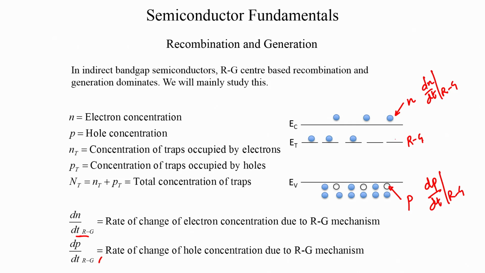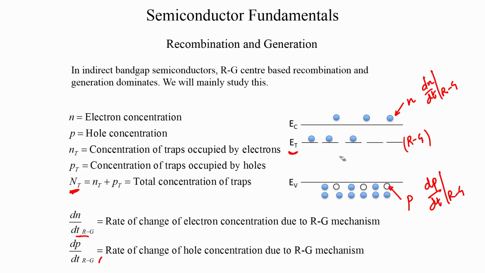Now, we are only looking at RG center based recombination generation. So, let us say at energy level E t we have a certain density of trap states, and let us say that the total number of trap states per unit volume is given by capital N T. That is the total number of trap states per unit volume, the trap concentration.